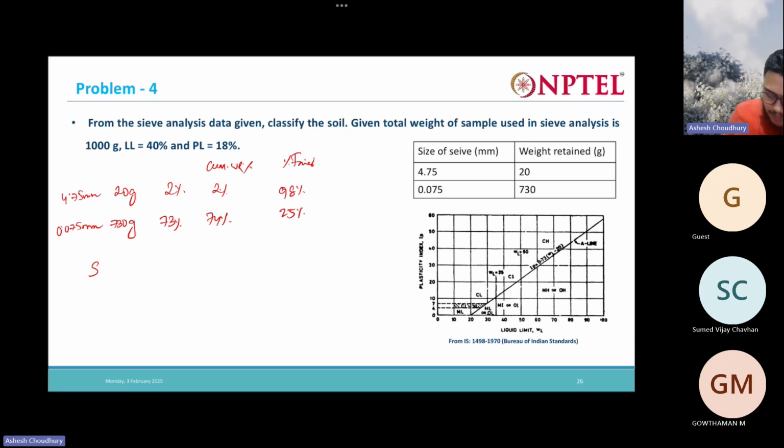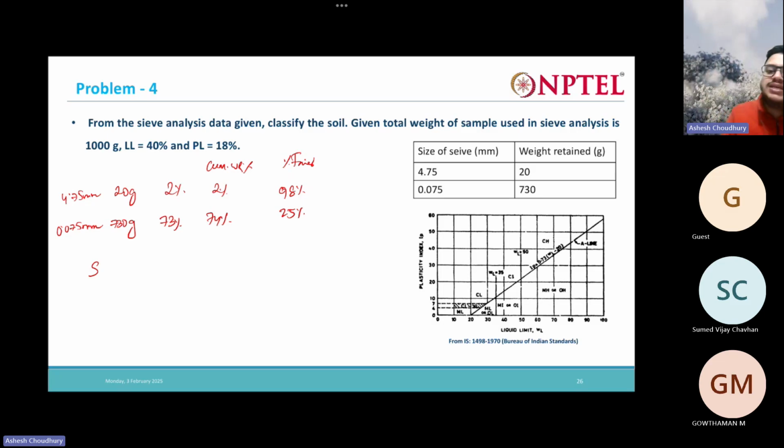Sand. Now what is the percentage of fine fraction in this coarse soil? The percentage of fine fraction in this coarse soil is 25%, because 25% is less than 75 microns. Now 25% is greater than 12%, that means our suffix is going to be either C or M, either clay or silt, which we will decide based on the given values of liquid limit and plastic limit. So our prefix is definitely sand.